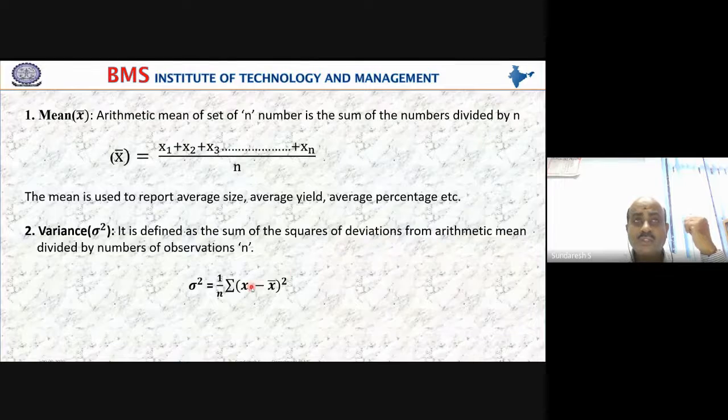In a sense, for each value, for each data they have given, you need to calculate the deviation and square it, and later add that sum of the squares of the deviation from the arithmetic mean, and then divide that by the number of observations n. So that will constitute the variance for us. Okay, so these are all very important terms required for us to do the tolerance analysis, right? So arithmetic mean, and the second one is variance.